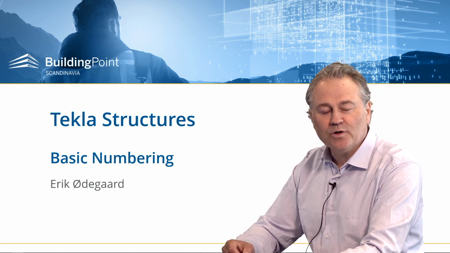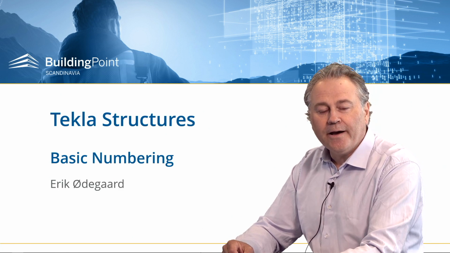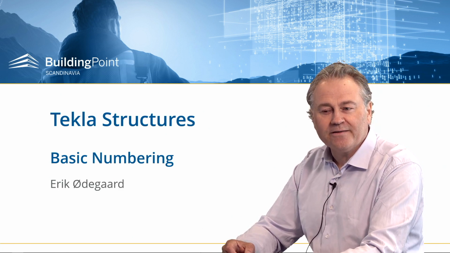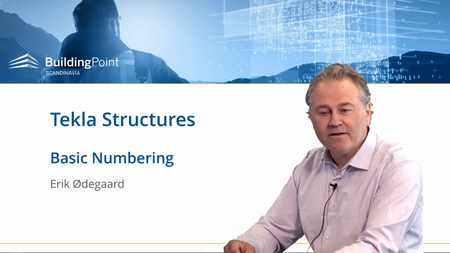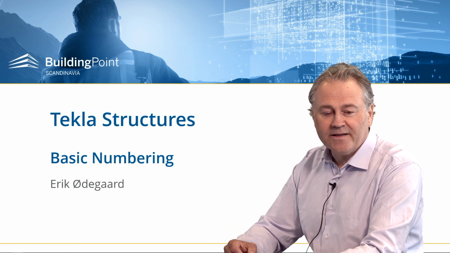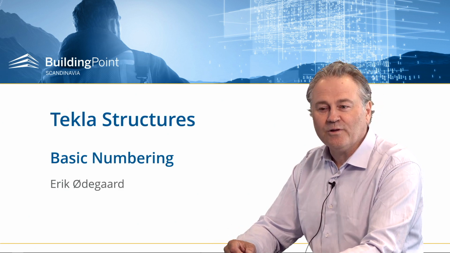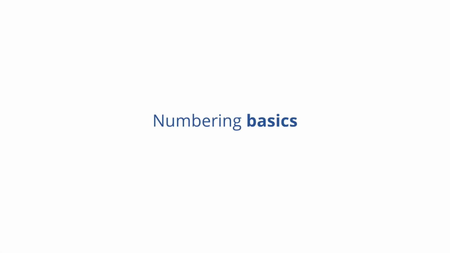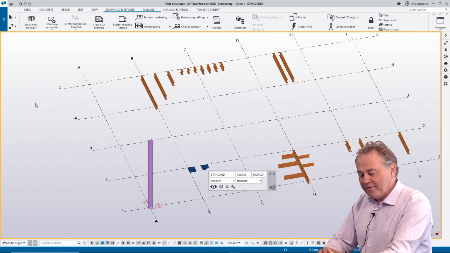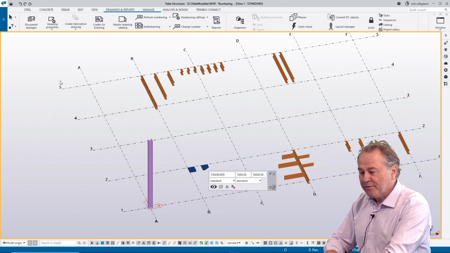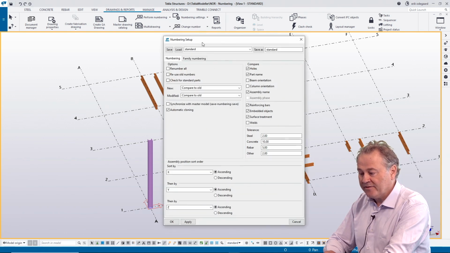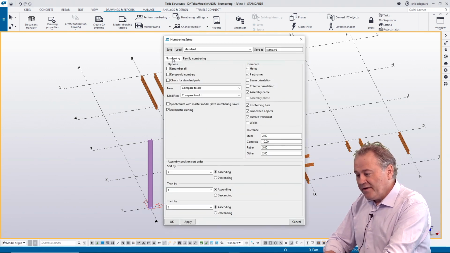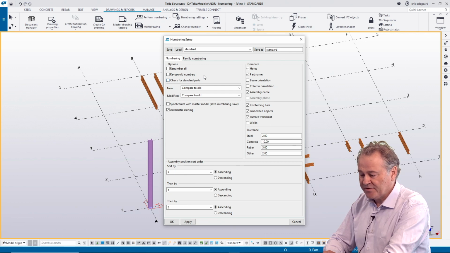Today I'm going to talk about numbering. Sometimes we get questions regarding numbering on the support, and I would like to throw some light on the topic. Okay, we are now in the prepared model, and under the numbering settings we have this form. Under the numbering tab we have renumber all, reuse old numbers, and check for standard parts.